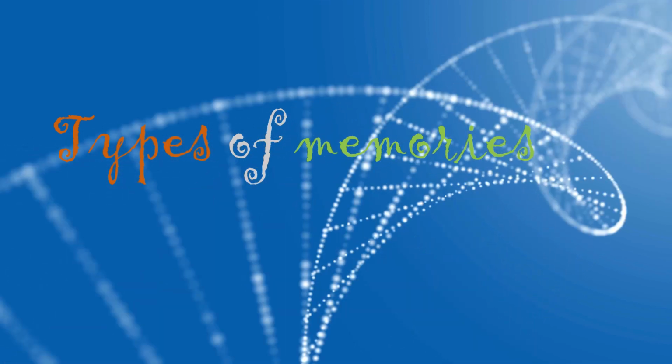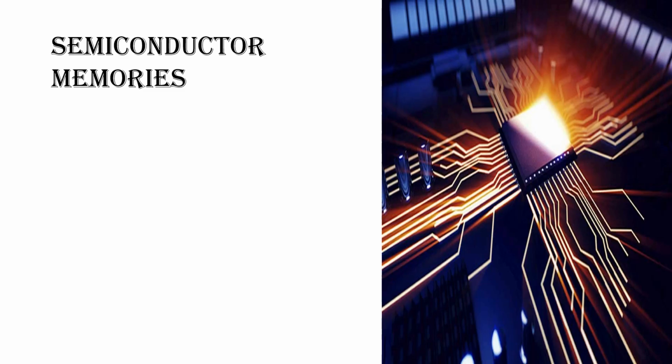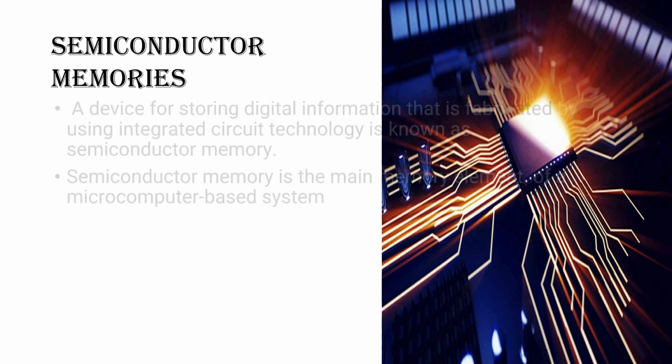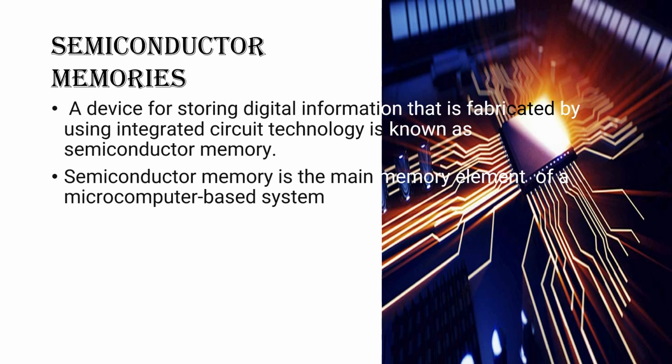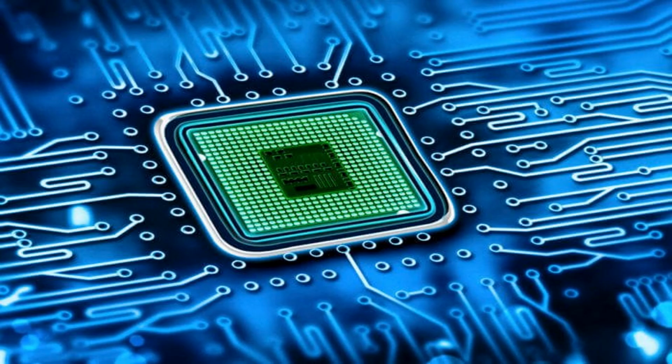Types of memory. Semiconductor memories. A device for storing digital information that is fabricated by using integrated circuit technology is known as a semiconductor memory. Semiconductor memory is the main memory element of microcomputer based systems. Semiconductor memory is used to store the program and data.